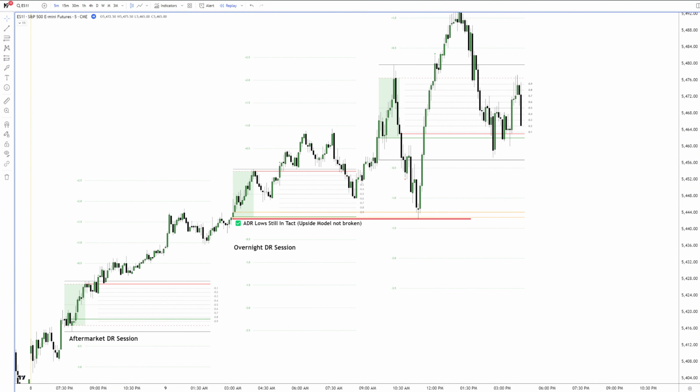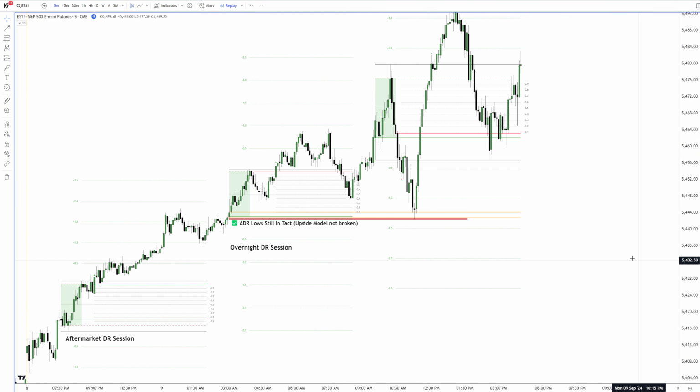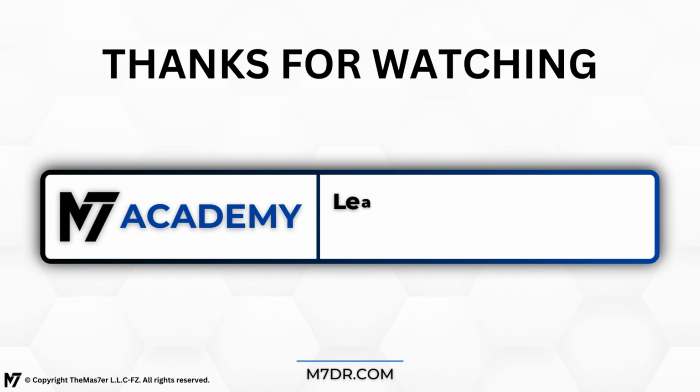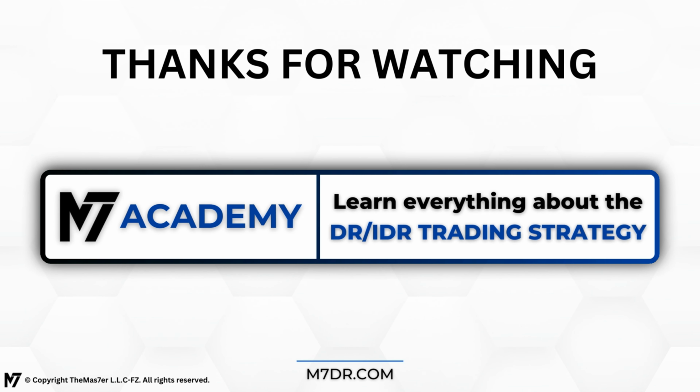The DR models provide excellent insights into when to preserve capital in low probability environments and when you can capitalize on high probability setups.